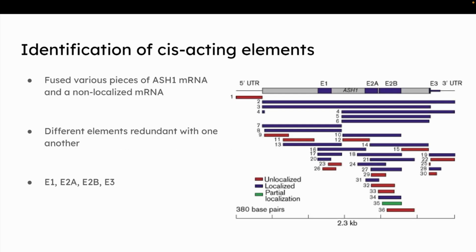And so what researchers did was they found cis-acting elements that bound directly, that were required for localization. And they did this by fusing, we see this is the ASH1 mRNA, as well as a gene that was not localized. Basically, the outlined parts are from the ASH1 gene, and the empty spots are from the other mRNA. And so if we only had the part that was specific to the ASH1 gene and we saw localization, that suggests that a signal in that section is important for localization.